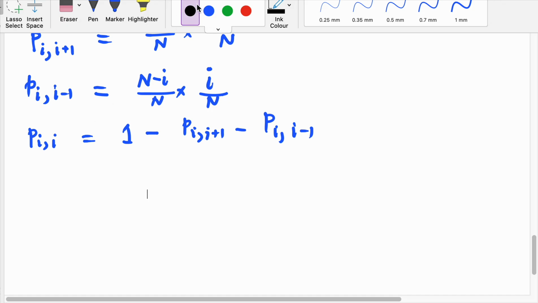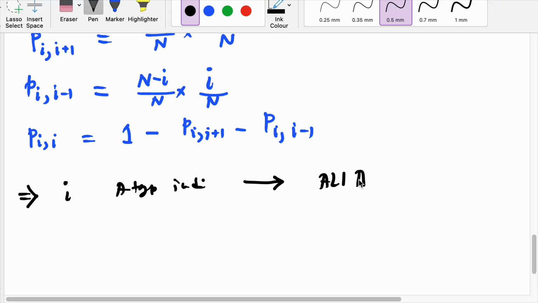Now I ask: suppose in the population there are I number of A type individuals. What is the probability that from this ith number of A type individuals the population will go, in the long run, to the all A state? Suppose that is xi.